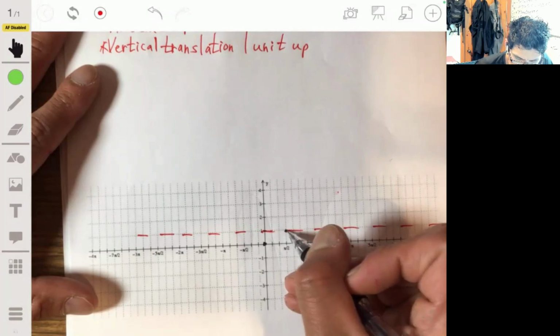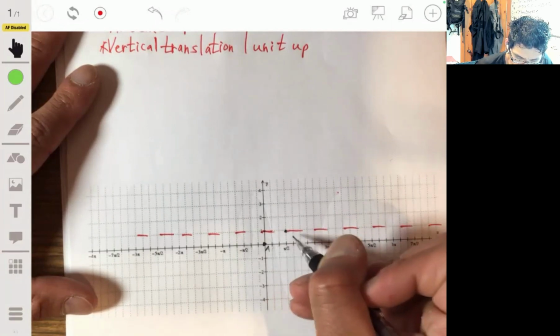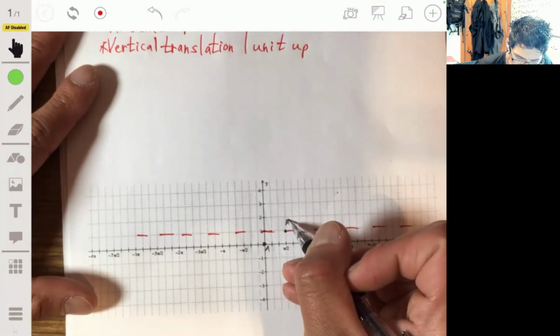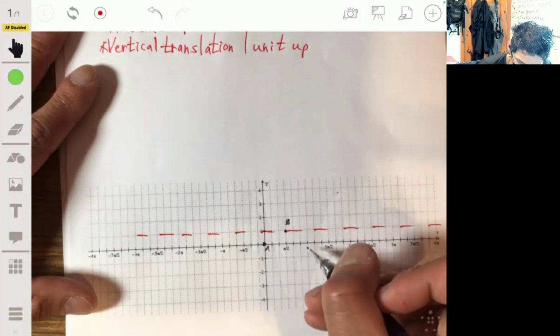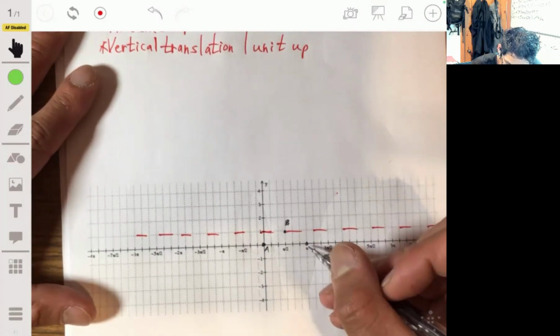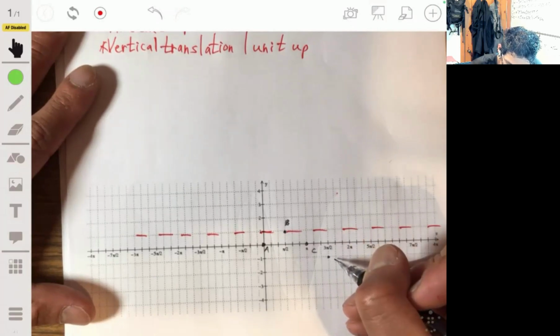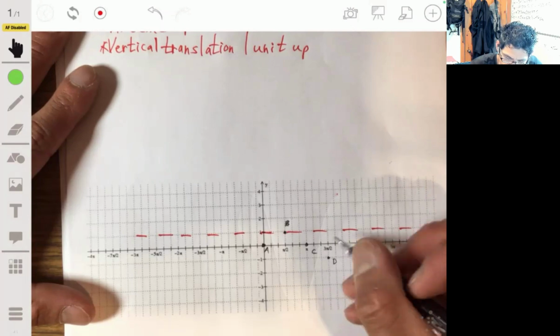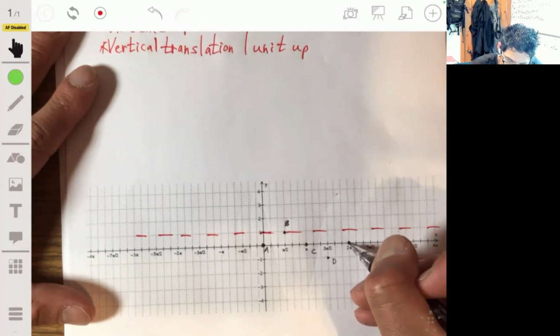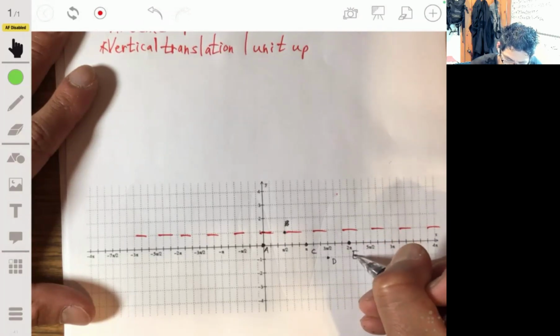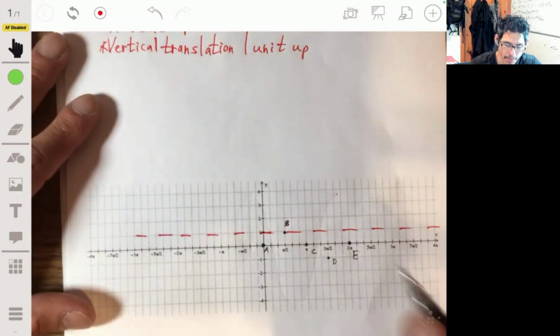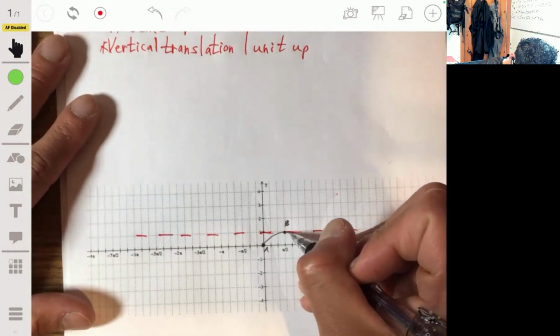The original graph starts at the origin, goes to pi over 2 comma 1, that'll be B. Point C will be at pi comma 0. And then 3 pi over 2 comma negative 1 will be D. And our fifth key point will be at 2 pi comma 0. Put that as E. So this is your original sine graph.